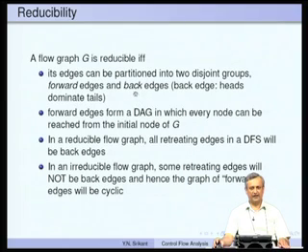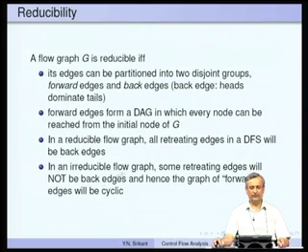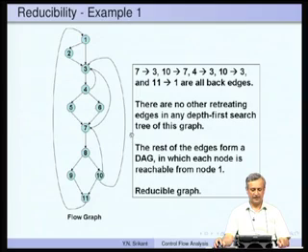So, we have forward edges and back edges, there are no other retreating edges left out. If this happens, then it is okay to include those cross edges. For example, here these cross edges can be included in the DAG because it does not violate the tree property. It is just that the retreating edges cannot be included, and of course, all retreating edges must be back edges. So, let us look at an irreducible flow graph. Some retreating edges will not be back edges. We are going to look at some examples of this, and hence the graph of forward edges will be cyclic. So, let us take our standard example.